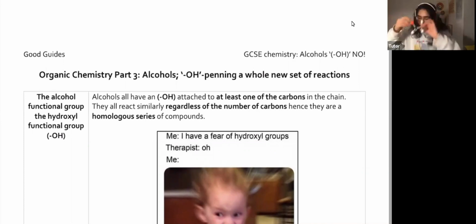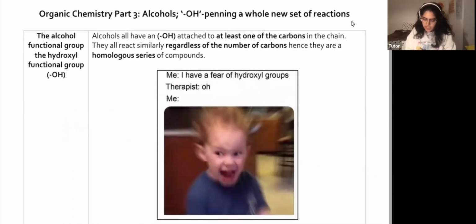This OH group comes with its own reactive profile, and it can do a lot more different reactions because now we have the addition of the oxygen within the compound. So alcohols open up a whole new set of reactions. Alcohols have an OH attached to at least one of the carbons in the chain. They react similarly regardless of the number of carbons, hence they are a homologous series of compounds.